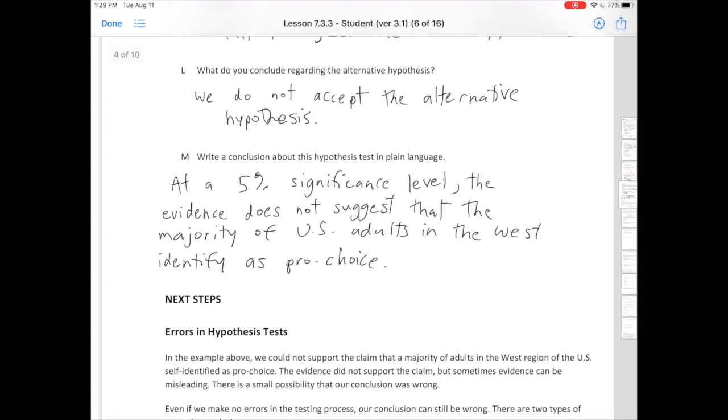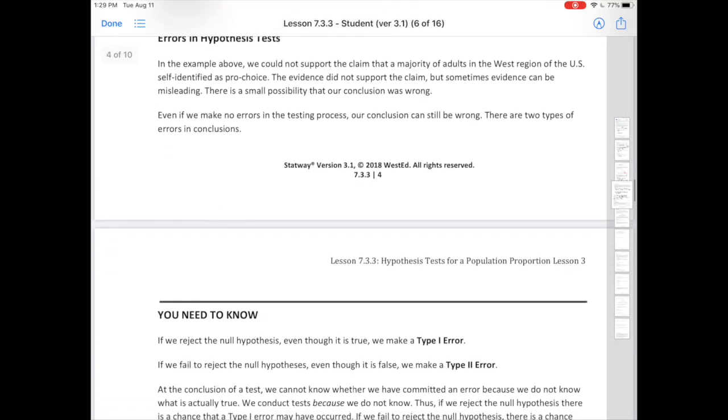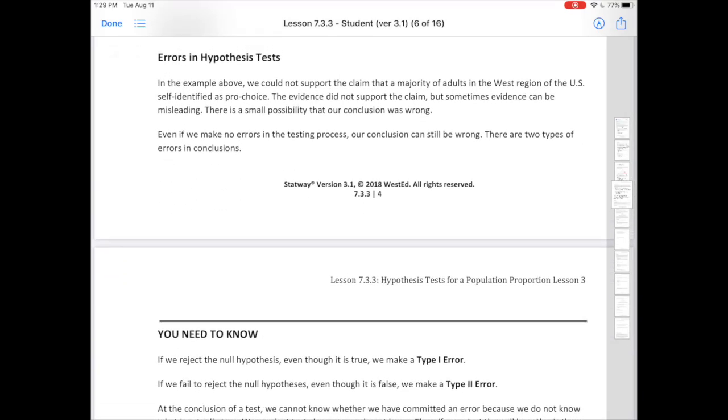Next steps. Errors in hypothesis tests. In the example above, we could not support the claim that a majority of adults in the West region of the U.S. self-identified as pro-choice. The evidence did not support the claim, but sometimes evidence can be misleading. There is a small possibility that our conclusion was wrong. Even if we make no errors in the testing process, our conclusion can still be wrong. There are two types of errors in conclusions.